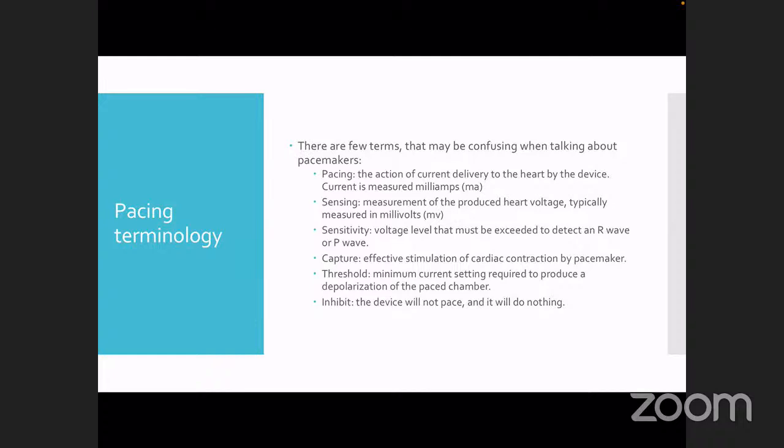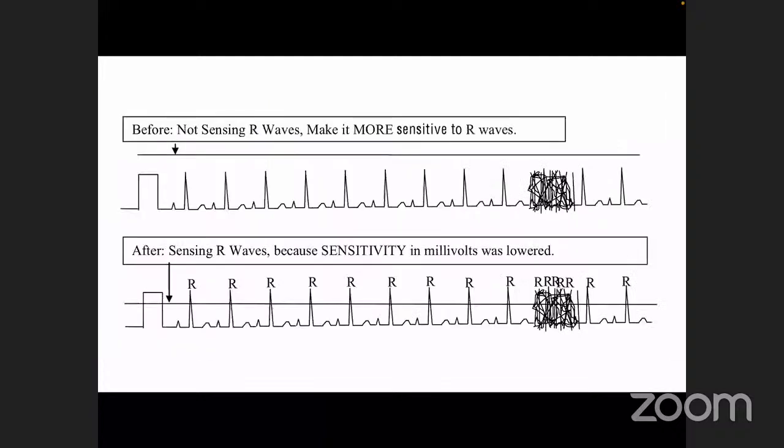Now, all of these are easy to understand, but once you get into further terms such as sensitivity and capture and all of that, you start to confuse things. So sensitivity is the voltage level that must be exceeded to detect the R wave or P wave. It's termed sensitivity because in reality, it's a threshold. I'm showing you here some diagrams to make it easier.